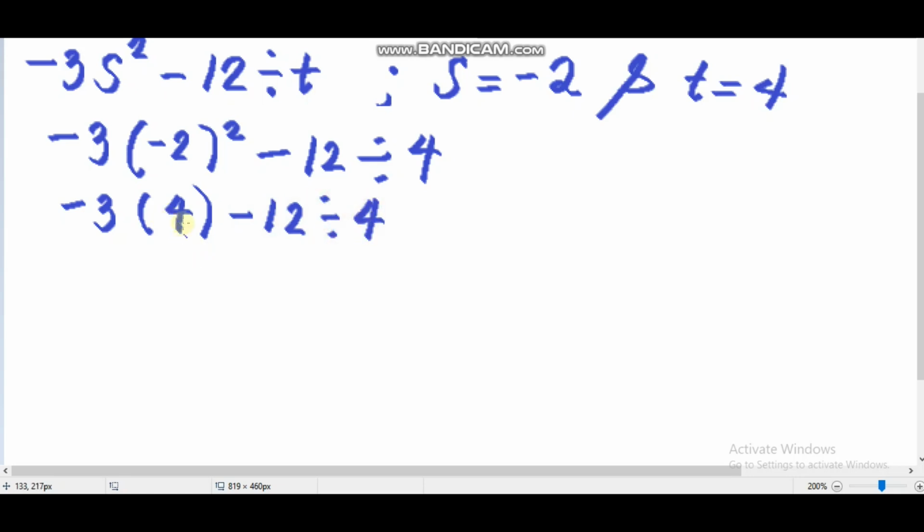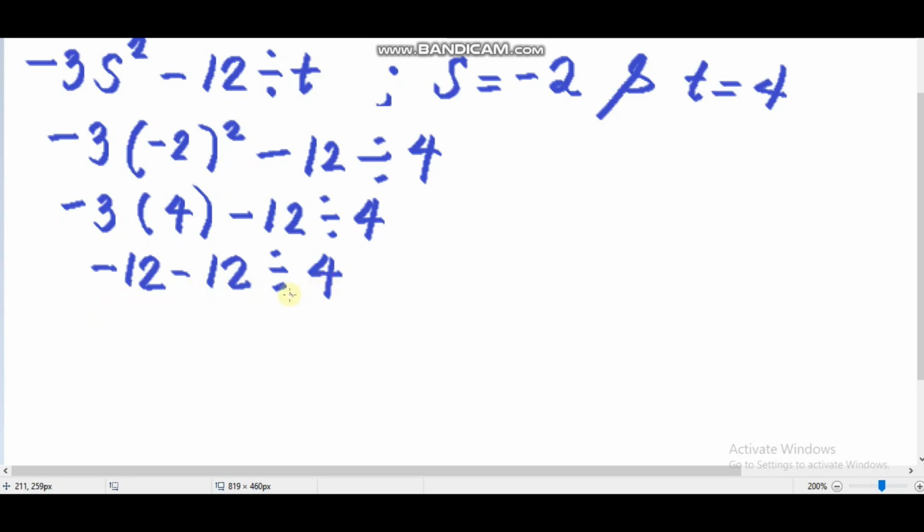Now, which comes first? Do we multiply, subtract, or divide? Okay, very good. We will multiply first. This is negative 12 minus 12 divided by 4. In this case, we will divide first. So, always remember that we will divide or multiply first. It depends upon which comes first. So, do not forget the left to right rule.